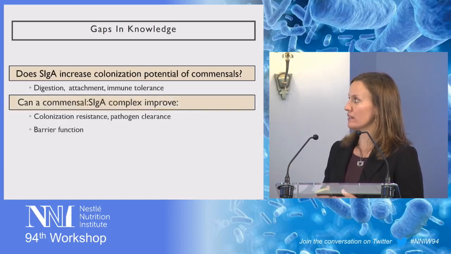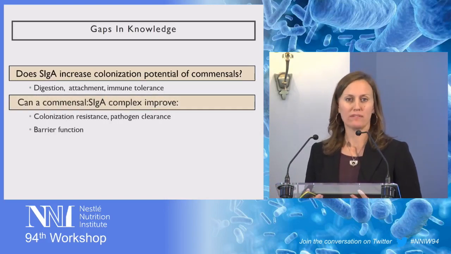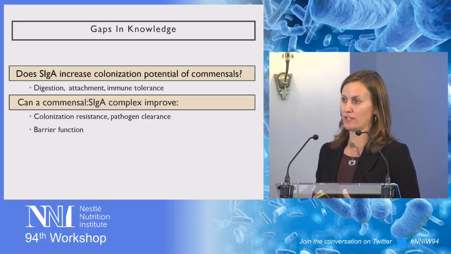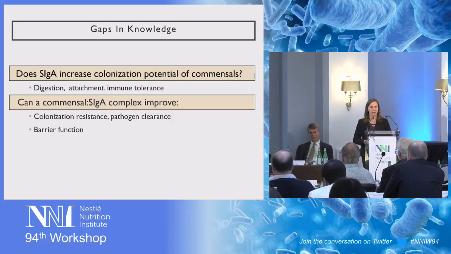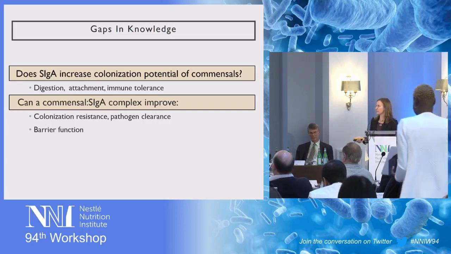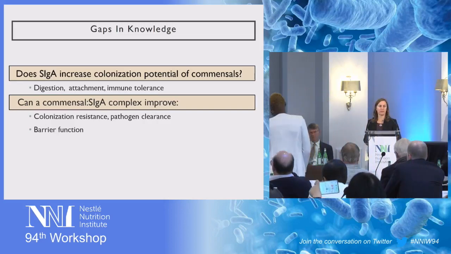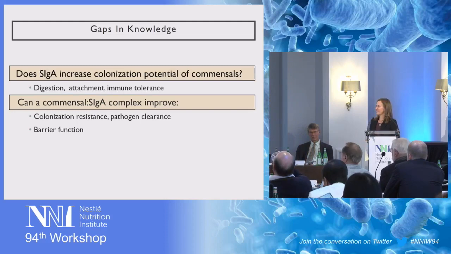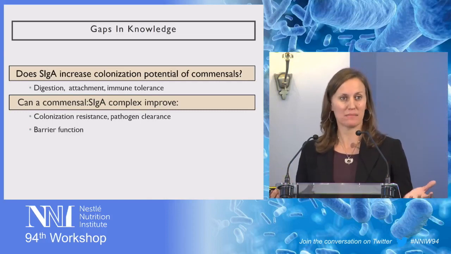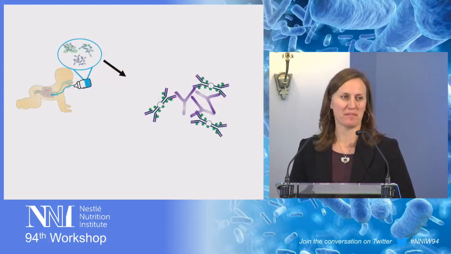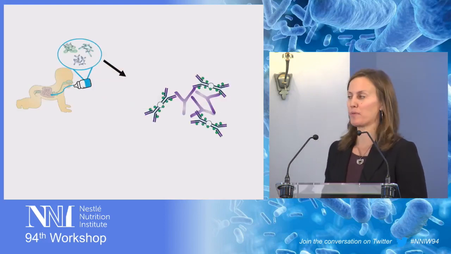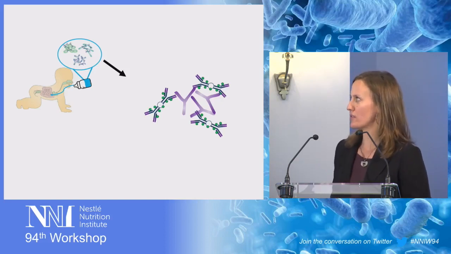And second, looking at the complex itself. Are there any specific functions to this commensal secretory IgA complex? Here I'm looking at colonization resistance, so potentially the ability for this complex to help reduce pathogen binding, perhaps improve pathogen clearance, and of course improve barrier function in the host. And this knowledge that we are gaining with these studies will not only help us investigate mechanisms of what's happening in a natural breast milk system, but potentially the development of a product that may improve administration of probiotics.